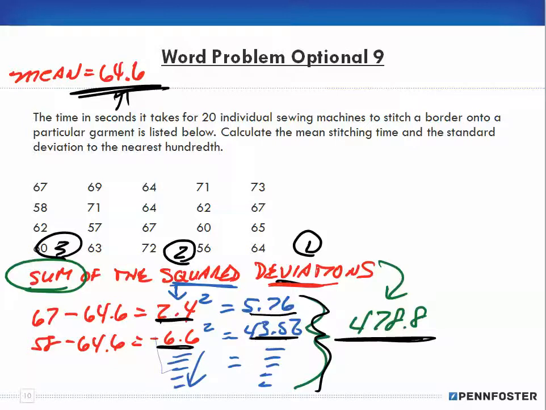So pause the video and write all of this down if you have to right at this point in time, because I'm going to erase all of this so that I can work with it. Because we're sitting here now at 478.8 as the sum of the squared deviations. So pause the video and write what you have to write down and come back and start the video up again. Okay, I'm erasing everything here.